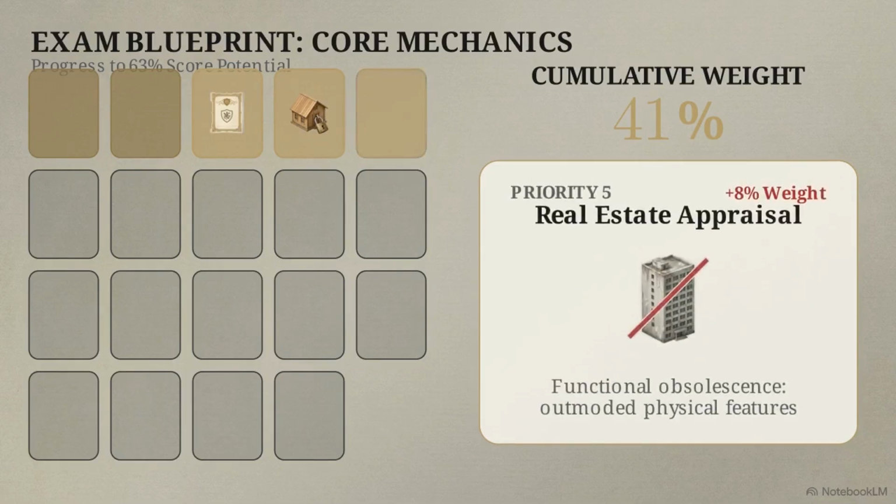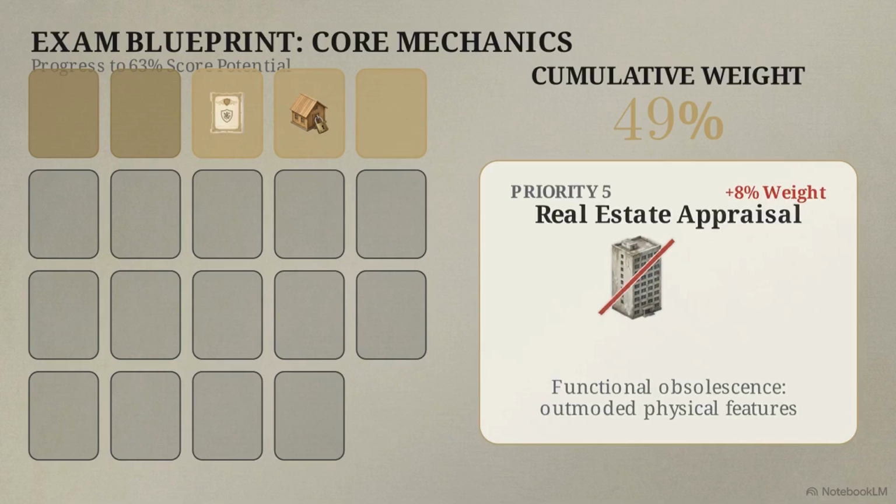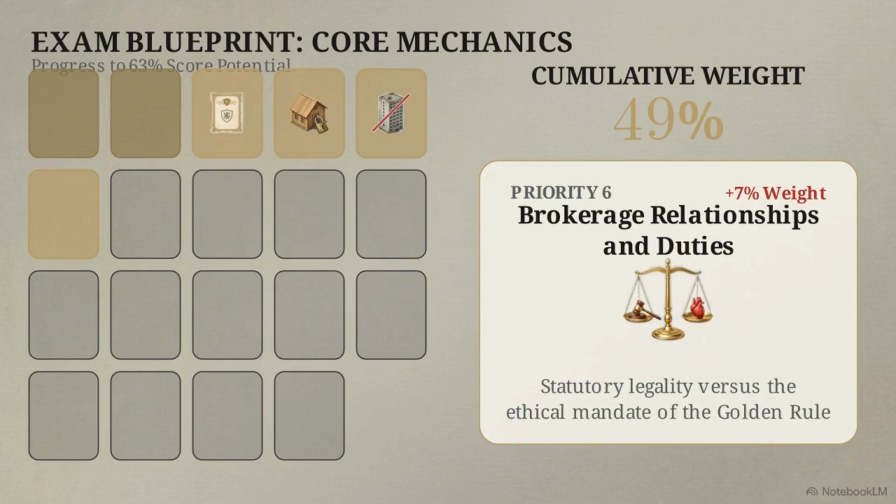Priority 5 adds another 8 questions covering real estate appraisal. You'll learn to spot functional obsolescence, which happens when a property has outmoded physical features, like a modern office building that lacks the fiber optic cabling needed for today's internet speeds. Priority 6 brings 7 questions on brokerage relationships. The exam tests the difference between following the bare minimum of statutory legality and actively applying the ethical mandate of the Golden Rule to treat others as you want to be treated.